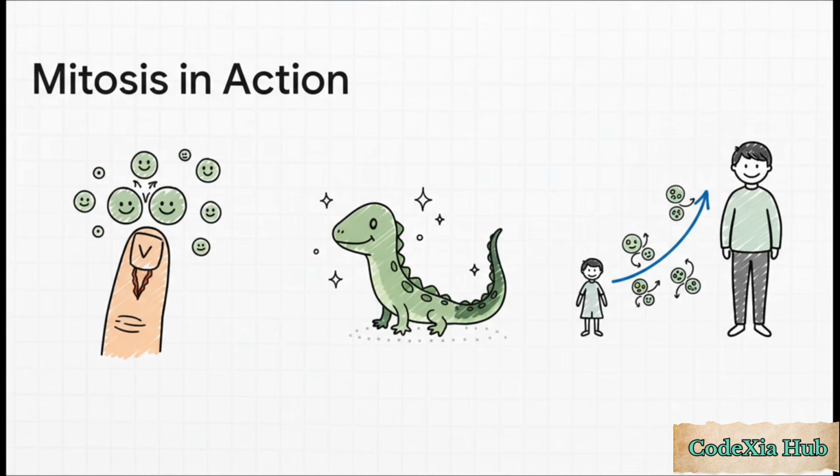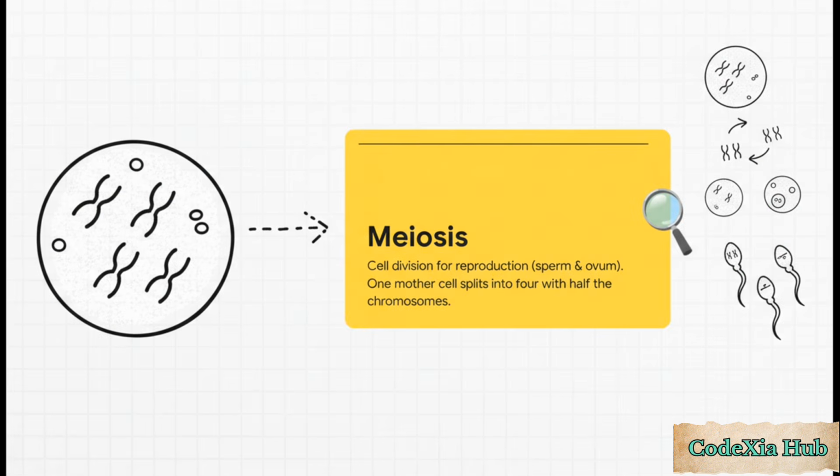And you see mitosis in action all the time, even if you don't realize it. When your skin heals after a cut, that's mitosis making new cells. When a lizard amazingly regrows its tail, that's mitosis too. And, of course, the simple fact that we all grow from babies into adults is thanks to trillions upon trillions of these cell divisions. But then there's another really special type of division called meiosis.